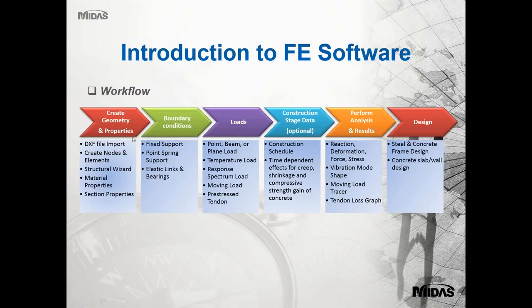Now, once we define the geometry, we assign the lines or elements with materials and section properties. Then we define boundary conditions, which involve our fixed, pinned, or roller supports, and sometimes releases for creating pin joints. Then we apply loads on the structure, which can include a multitude of load types, like uniformly distributed loads, temperature loads, moving loads, pre-stress on the beams. So there are different types of loads you can apply.